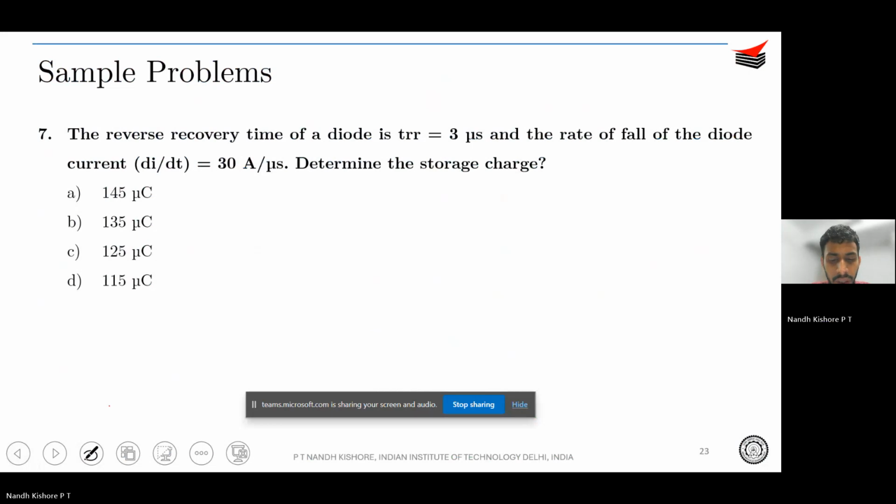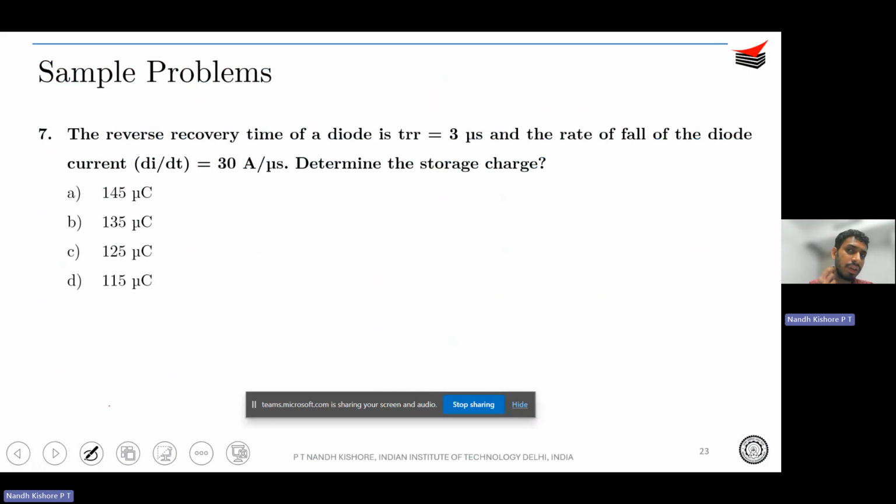So the reverse recovery time, we will move on to the next question. The reverse recovery time of a diode, TRR, is 3 microseconds. And the rate of fall of the diode current, di/dt, is 30 amperes per microsecond. Determine the stored charge.